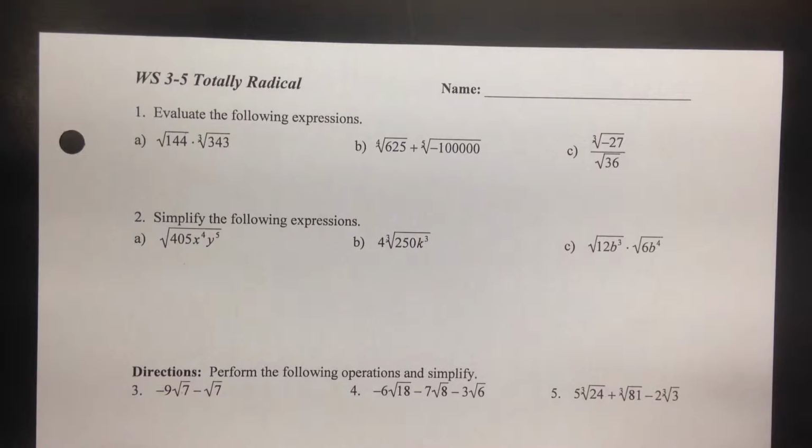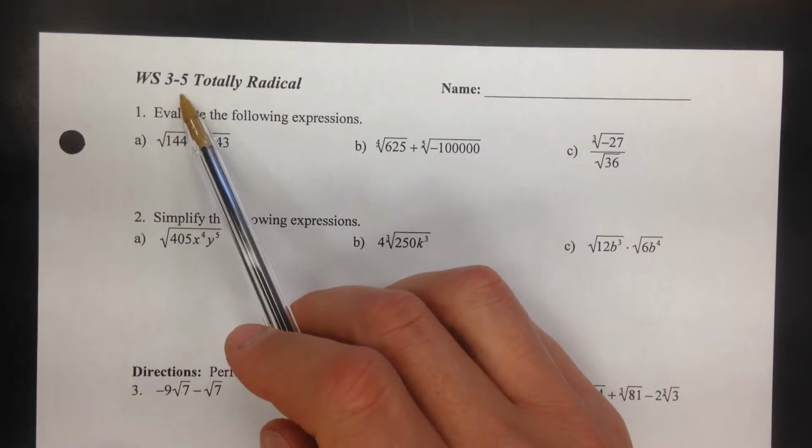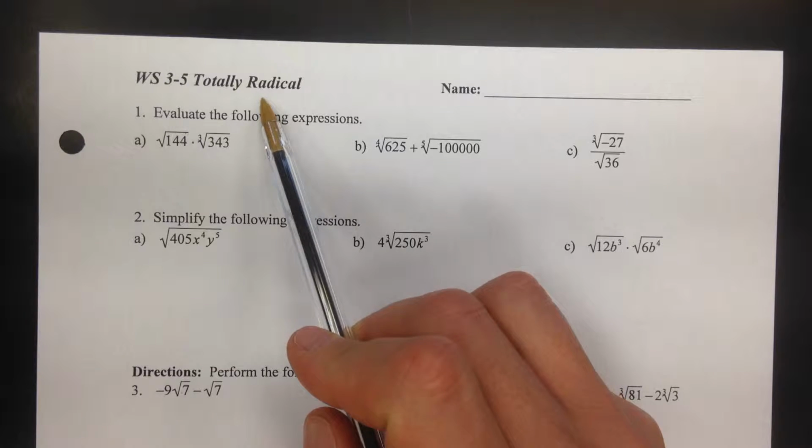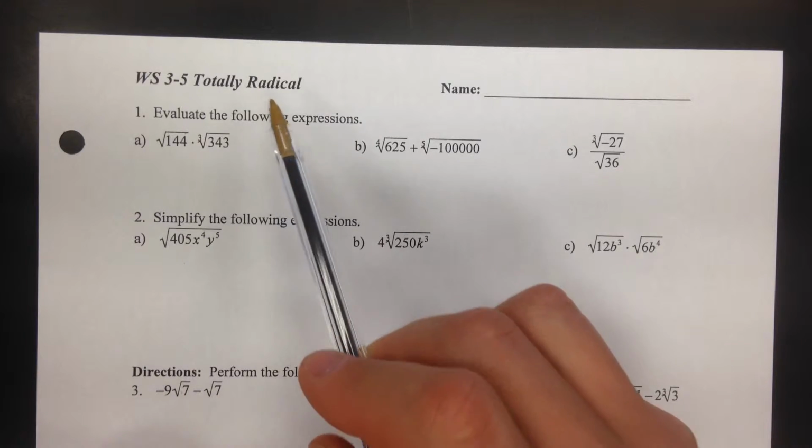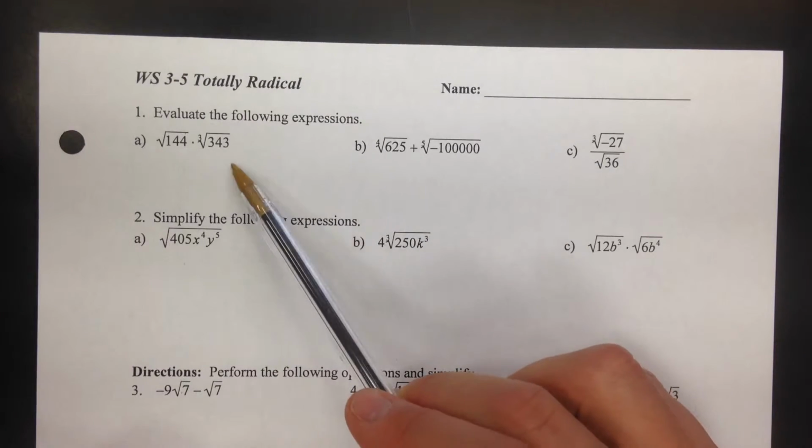Okay, Algebra 2 fans, this is our assignment, worksheet 3-5, Totally Radical. It's a review of all the types of radicals that we've done with simplifying, evaluating, multiplying, dividing, and adding, subtracting, all of this stuff. It's a nice review. I'm going to work through this.